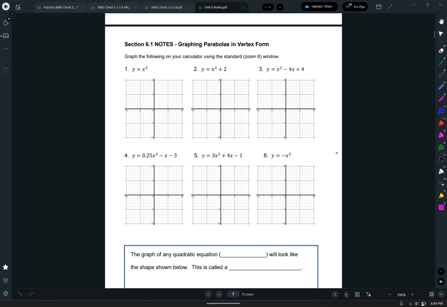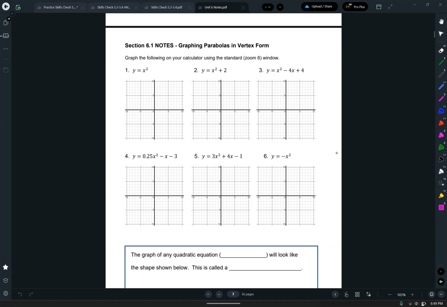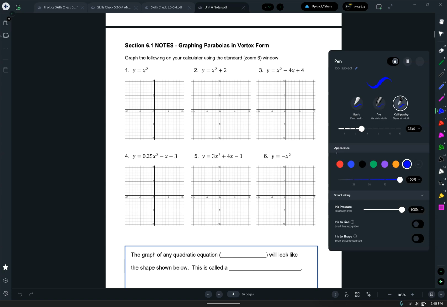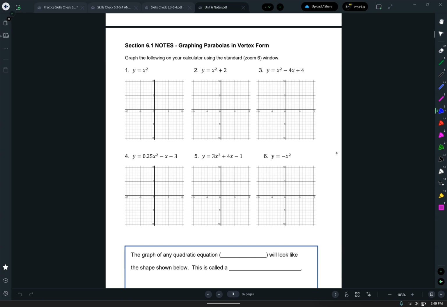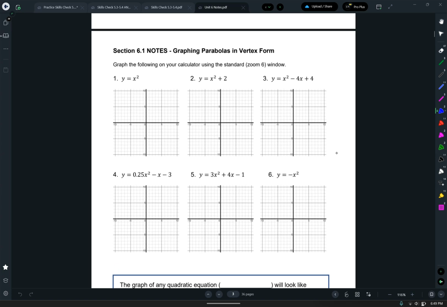This is section 6.1, and this whole unit is all about parabolas. Now, you've probably done a little bit with parabolas back in Algebra 1. But this year, we're going to do a lot more with the concept of parabolas. Really, for the whole rest of the semester, it'll come up quite a bit.